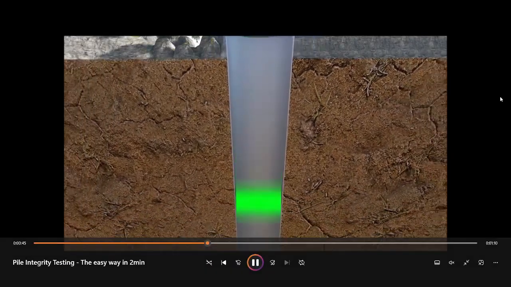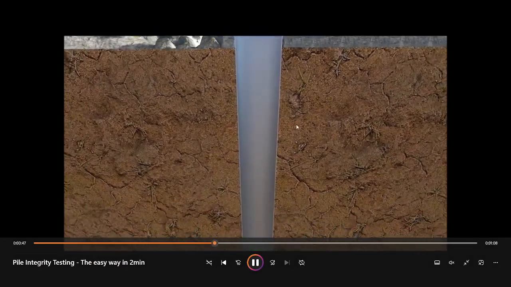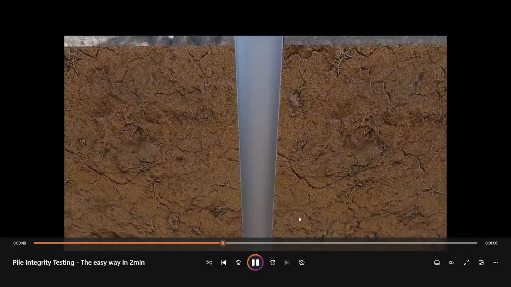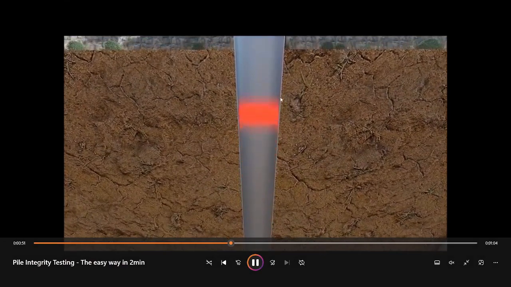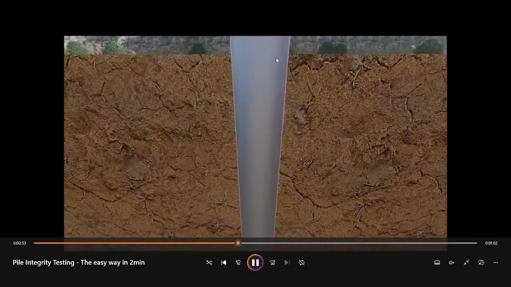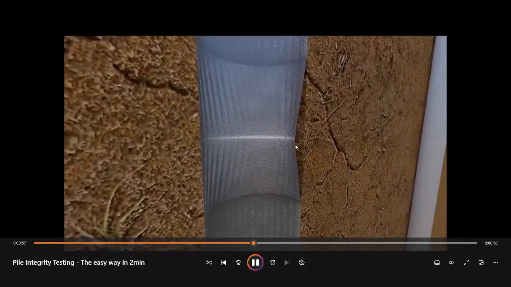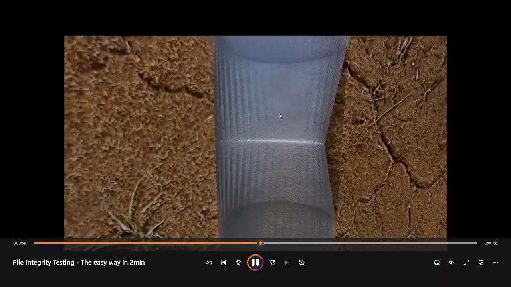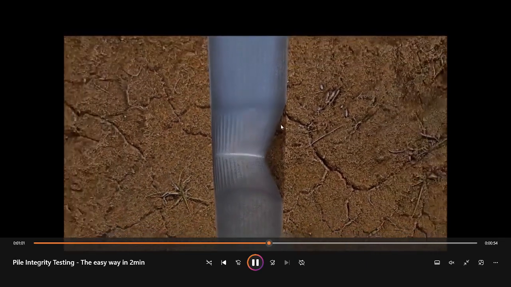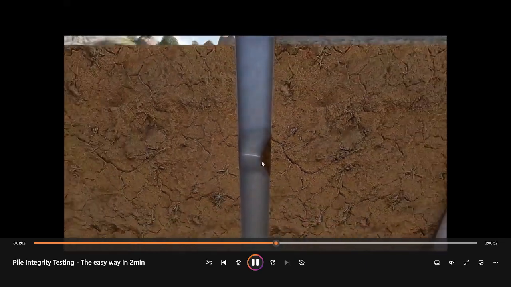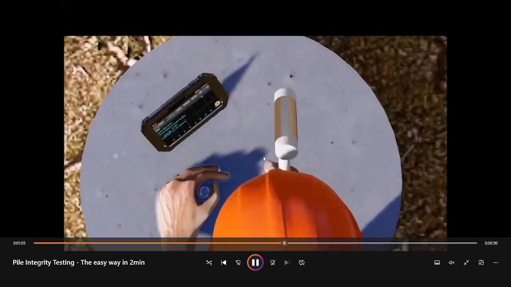Because of the hammer impact, the compression waves are going down and again reflecting back to the pile head, and this reflection will give you some kind of curve like this. And let us say we are having some major defect. We are having some change in cross section, or you can say some necking is there.